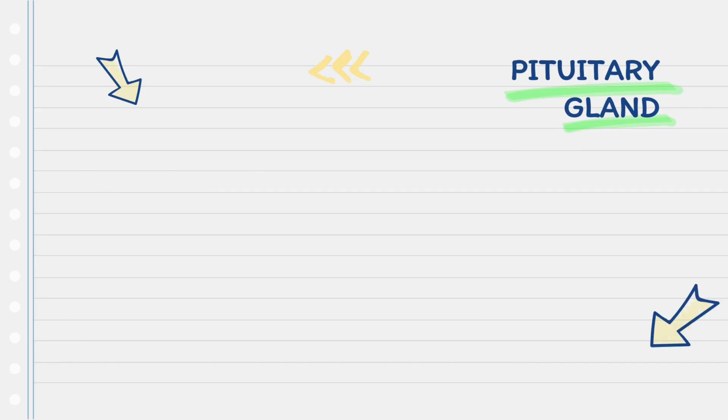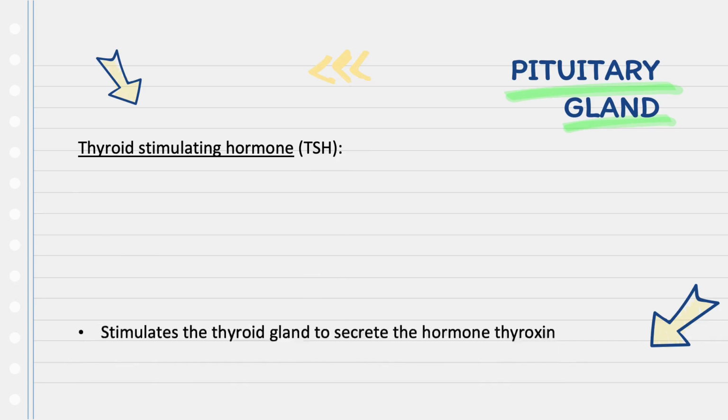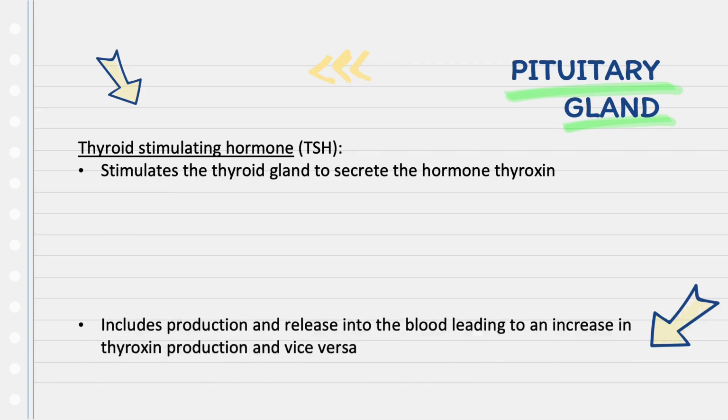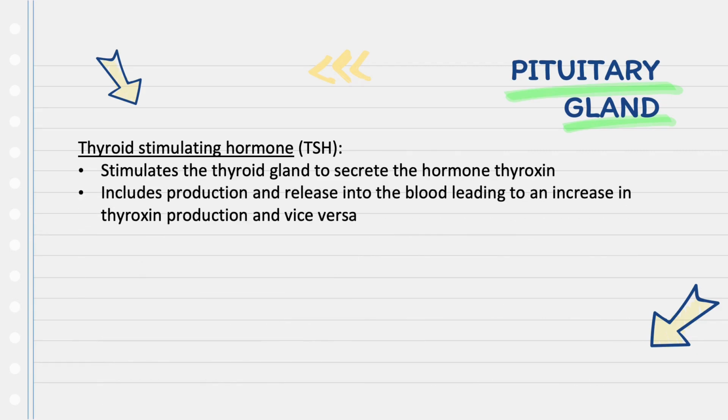The second hormone that the pituitary gland secretes is TSH, thyroid stimulating hormone. This hormone stimulates the thyroid gland to secrete the hormone thyroxine. It includes the production and release into the blood, leading to an increase in thyroxine production and vice versa.